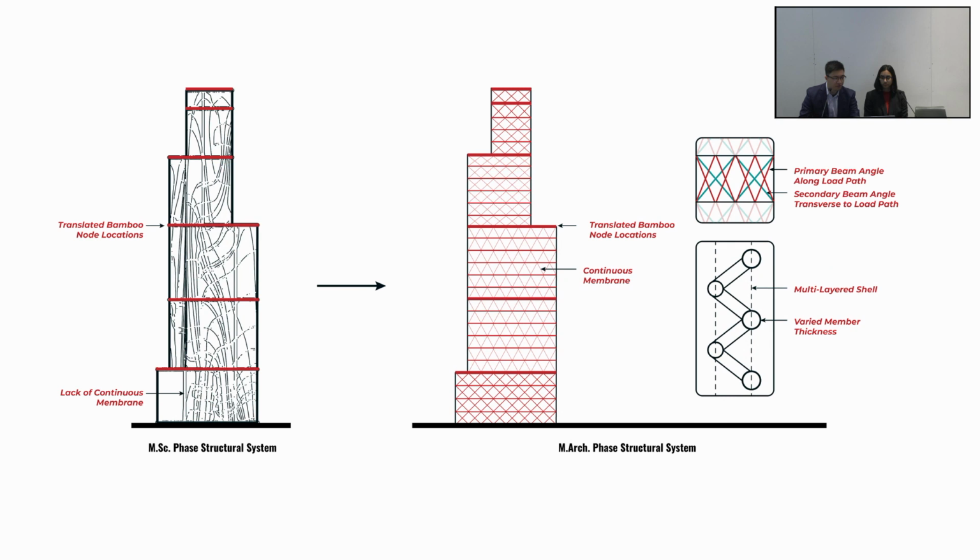In the MSc phase, we also developed a structural system based on the vertical node distribution principles of a bamboo stem. However, the strategy proved to be flawed because we didn't consider bamboo's continuous membrane, which is largely responsible for its structural properties. So in the MArch phase, we integrated the key mechanisms of that membrane, such as its multi-layered shell, directional fiber alignment, and varied thickness.